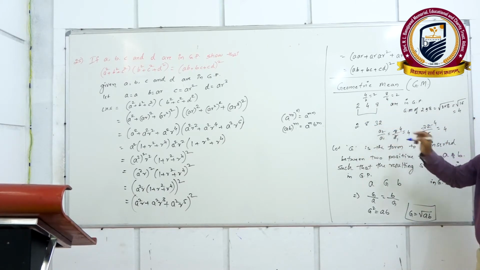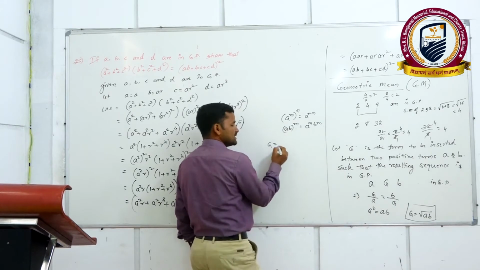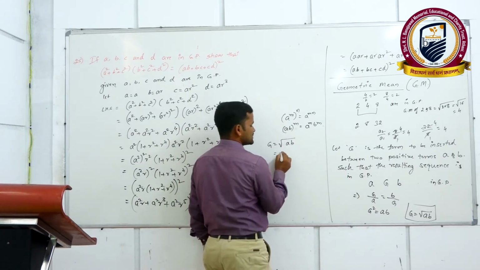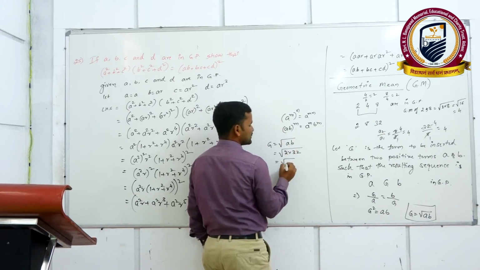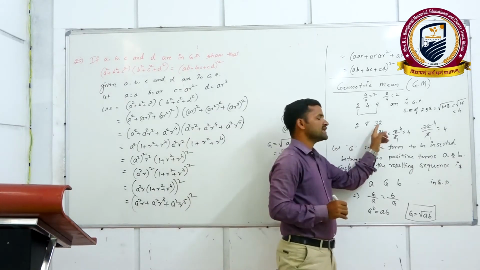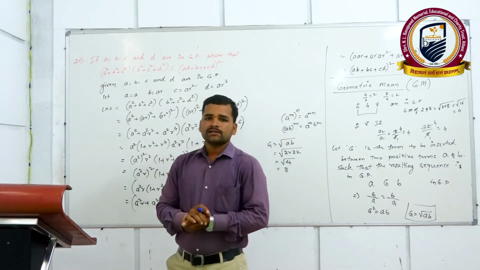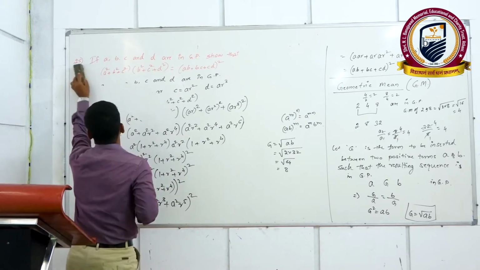Now coming to this, between 2 and 32 we are inserting a number such that the resulting sequence will be in geometric progression. What is the geometric mean of 2 and 32? G is square root of A into B. A is 2 and B is 32. Square root of 64 is 8. You see, 2, 8 and 32 are in geometric progression here. That is about the concept of geometric progression.